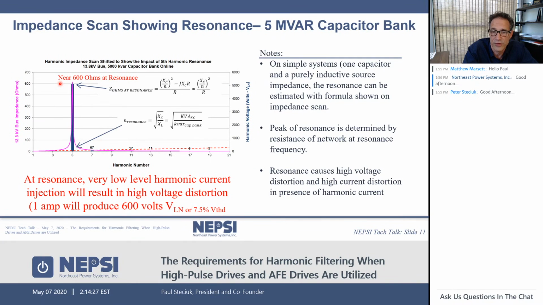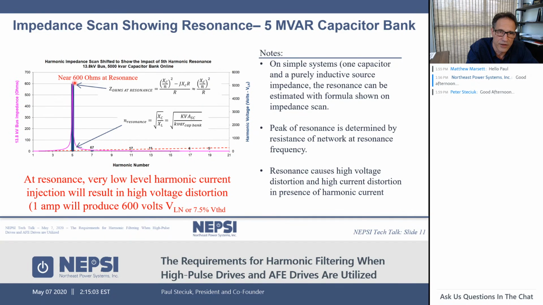Okay, and that will be represented in a VTHD of 7.5%. And this is already unacceptable. Generally speaking, we like to maintain no more than 5% voltage distortion on a system. The peak of this resonance here is calculated utilizing this formula, and it's X of C squared divided by N, being 5 in this case, okay, because it's a 5th harmonic resonance, divided by the resistance of the network. The resistance of the network is very low, and therefore we have a high impedance.